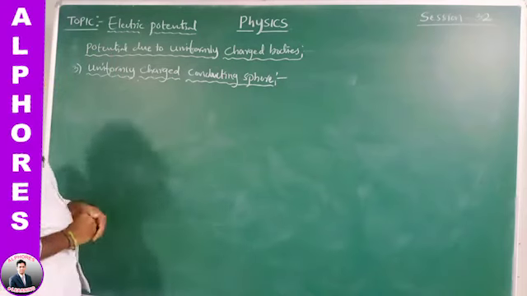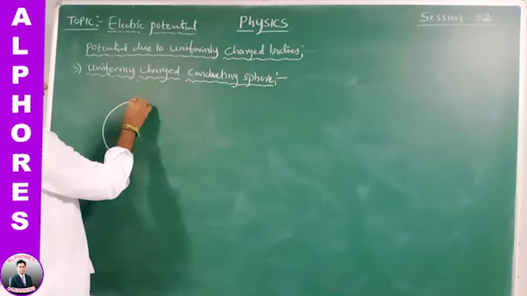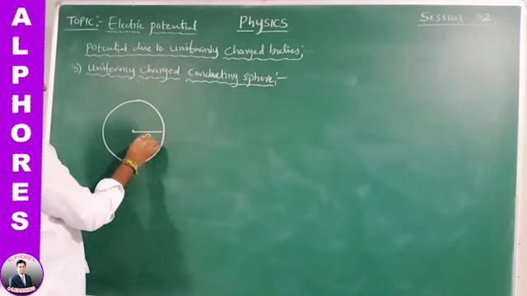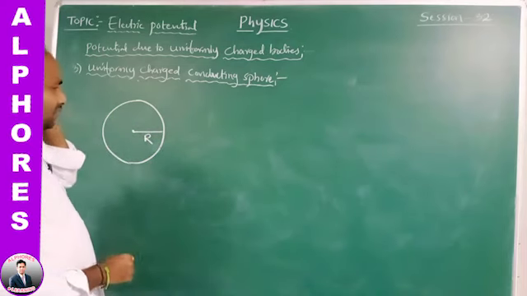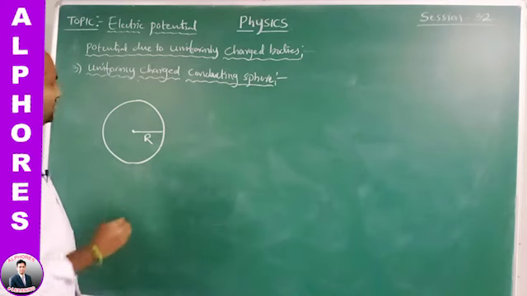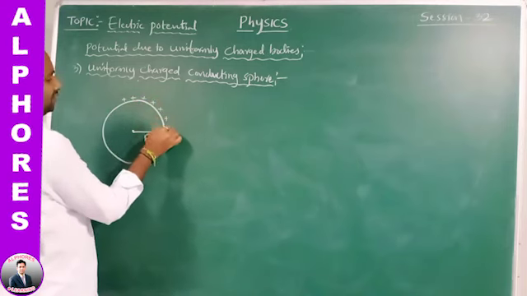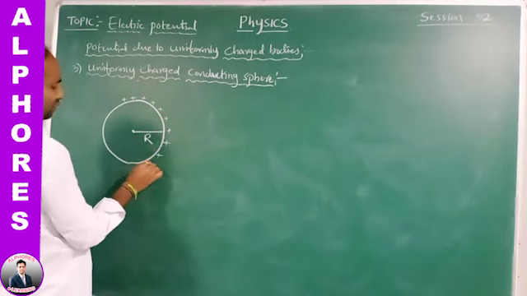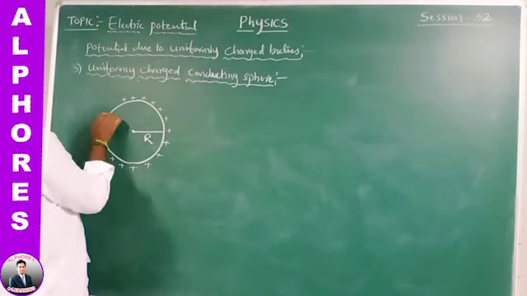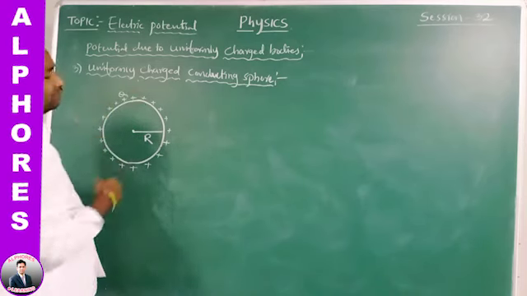Okay, now let us consider a sphere of radius capital R. Let us assume this is a sphere of radius capital R. What conducting means is that the charge given to the sphere resides only on the surface. Let us take that a charge plus Q is given to the sphere, which is uniformly distributed over the surface. What is the charge given? Capital Q.